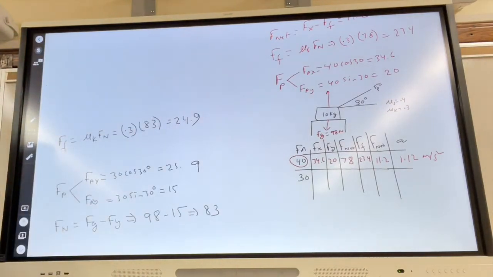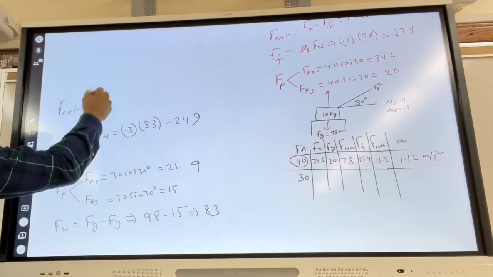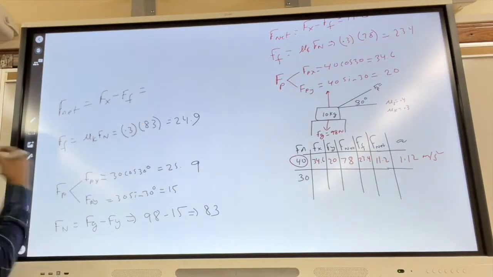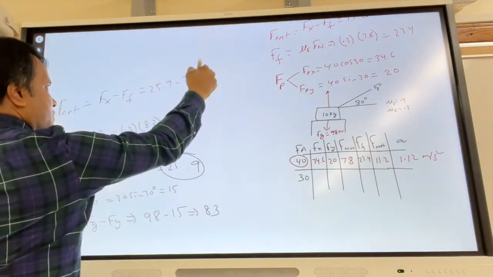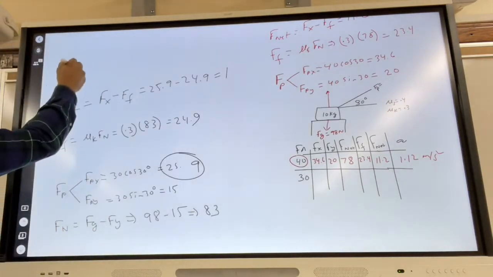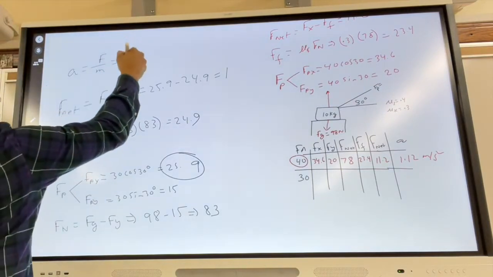Now we have to find F net. So F net is Fx minus Ff. Fx is 25.9 minus 24.9, which is 1. All right. So now acceleration is F over m. So 1 over m.